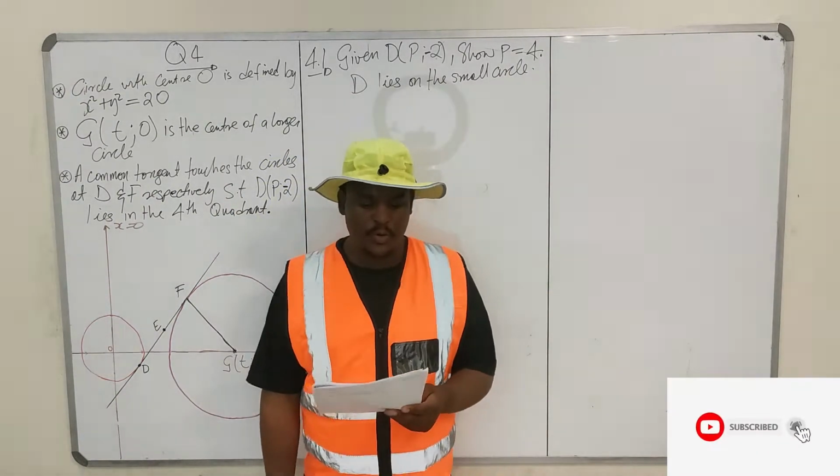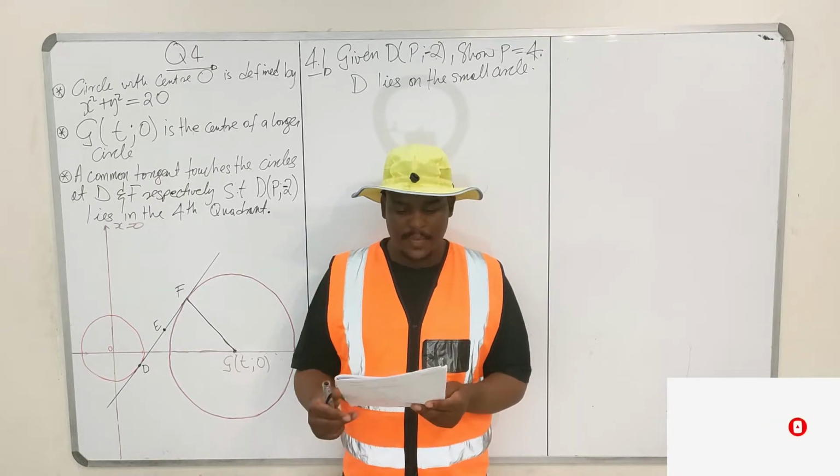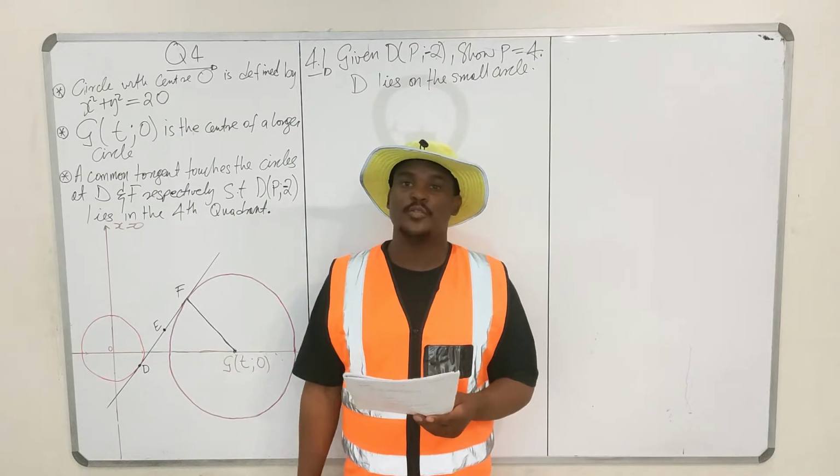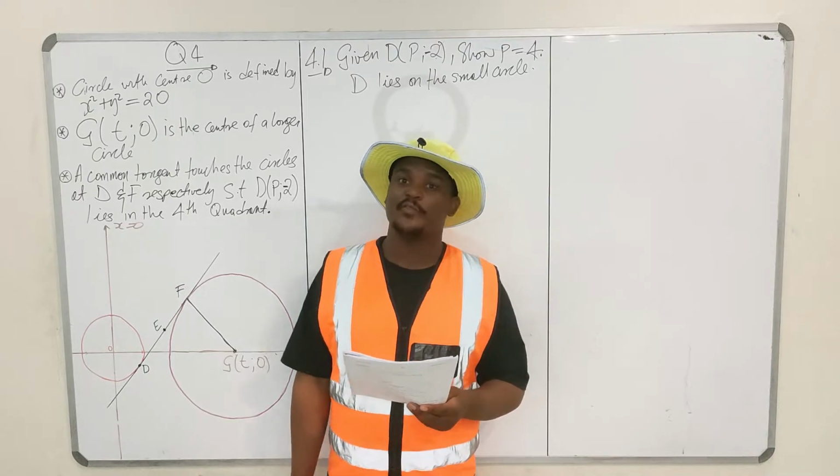So in this video, we'll be doing question 4 of the November 2023 question paper, Mathematics Paper 2. This is analytical geometry involving circles. So I'll read the statement and then answer the questions that follow.